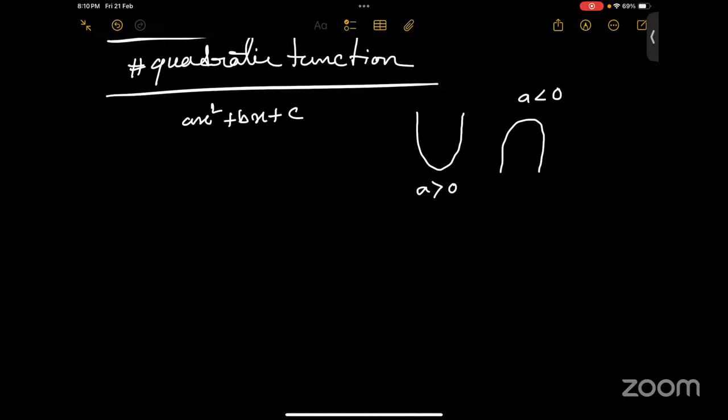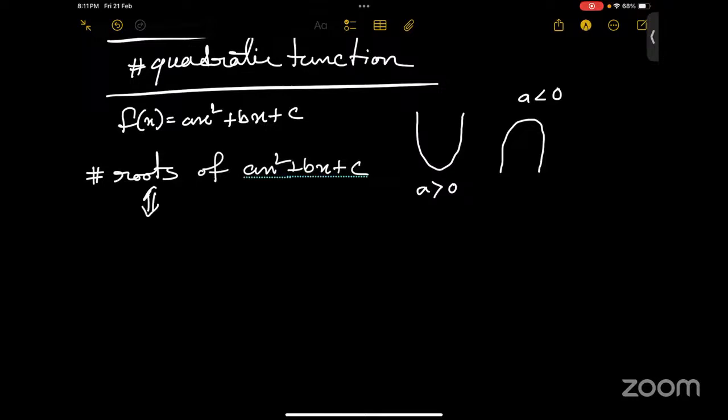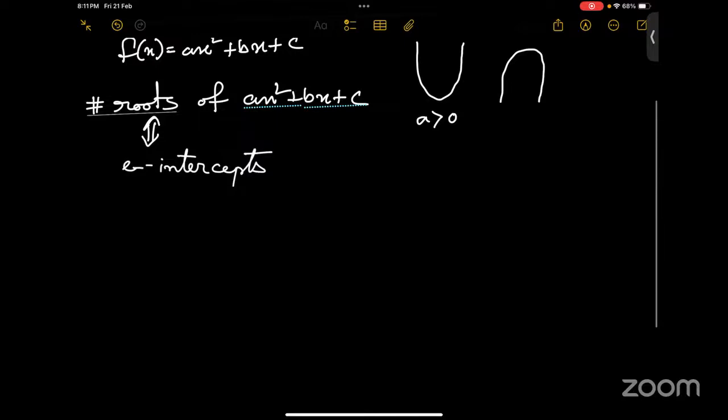Yeah, and we know how to calculate. Then we learned about the roots of a quadratic equation. So the roots are nothing but the x-intercepts, right? So then we learned how we can calculate the roots.